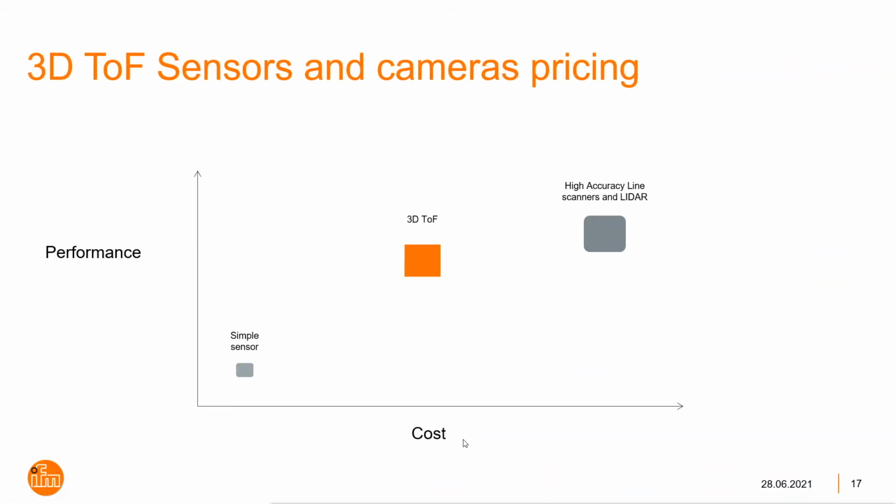Let's look at cost versus performance very quickly. I've not put any pounds on here because it depends where you're looking what the costs are, but a simple sensor is obviously going to be your cheapest solution, but it's very limited in what it can do. Your high accuracy line scanners and LiDAR are at the other end, very high performance, but also come with a cost add-on for that. And then your 3D time-of-flight cameras sit in the middle ground. They offer very good performance at a very reasonable price. So as I say, over the last 5-10 years, the price of the technology has really come down to a point where you can seriously consider it for your automation projects.